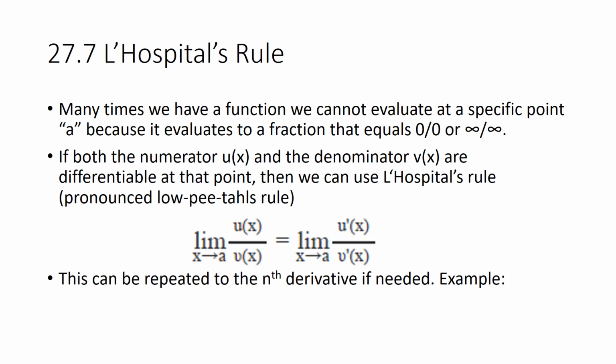And it turns out the limit as x approaches a of u of x divided by v of x is equal to the limit of the first derivative of u of x divided by the first derivative of v of x, also as x approaches a. So it's an interesting rule that says if I've got two functions, one divided by the other, that fraction is equal to the derivative of those two functions, one divided by the other, or the slopes, or the rate of change, or however you want to call derivatives.